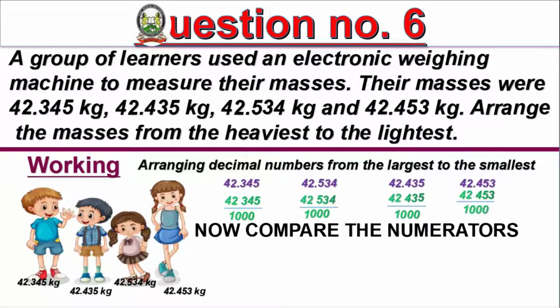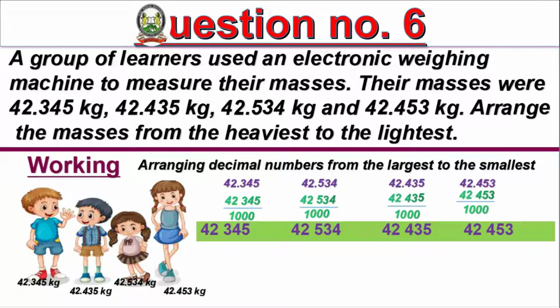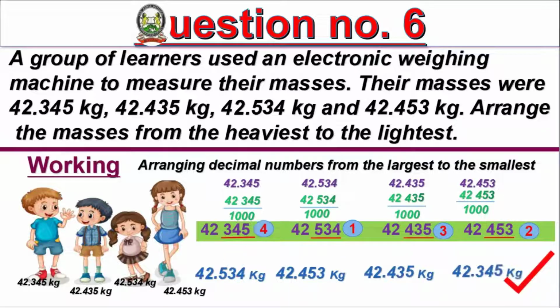So now compare the numerators. So the numerators are 42,345, 42,534, 42,435, and 42,453. Since all of them are 42, now consider the last 3 digits. This is 345, this is 534, this is 435, and this is 453. So which is the largest among these 4? The largest is 534, followed by 453, and then 435, and lastly 345. And that was the correct answer. So you arrange them like that.